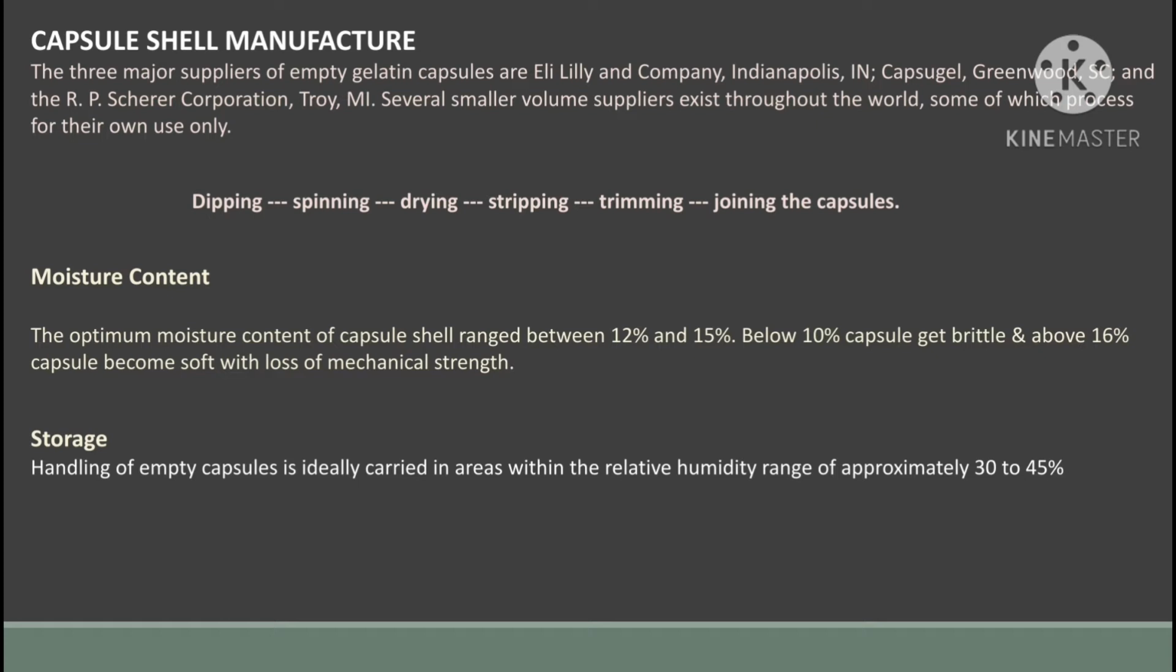Coming towards the moisture content, the optimum moisture content of a capsule shell ranges between 12 to 15%. If moisture goes below 10%, the capsule gets brittle, and if it goes above 16%, the capsule becomes soft and loss of mechanical strength is seen. Coming towards storage, handling of empty capsules is ideally carried out in an area with relative humidity of approximately 30 to 45%.